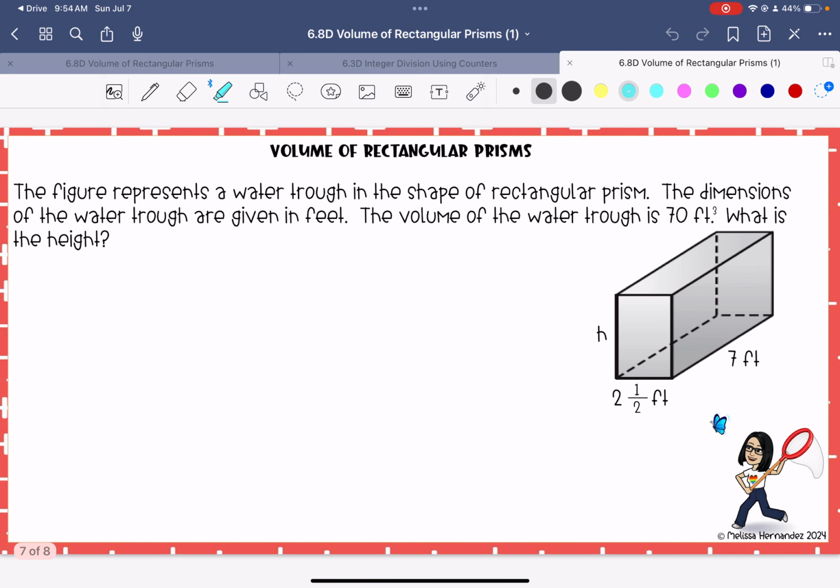The figure represents a water trough in the shape of a rectangular prism. The dimensions of the water trough are given in feet. The volume of the water trough is 70 cubic feet. What is the height? So in this case, it is telling us that this is the height. So that means that the top of the trough and the bottom of the trough would be considered our bases.